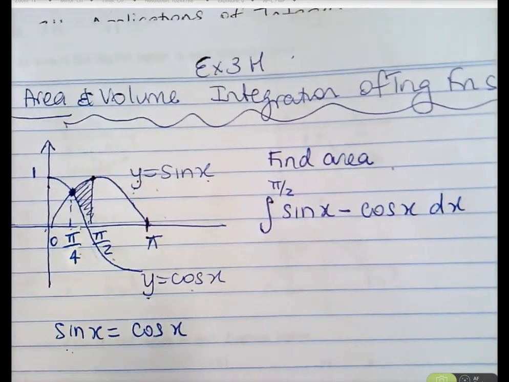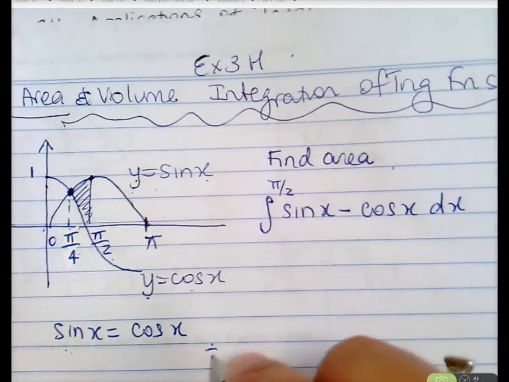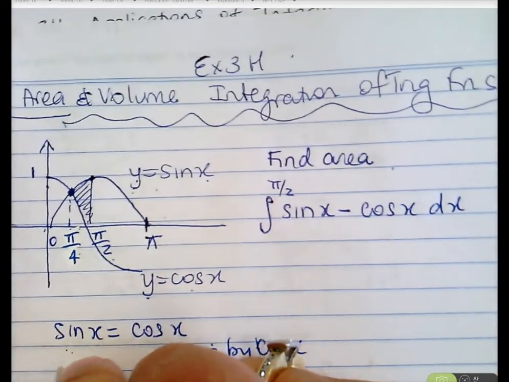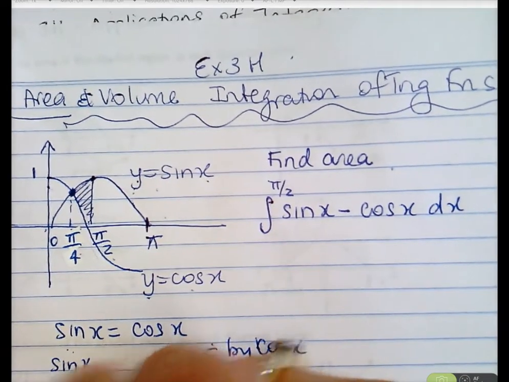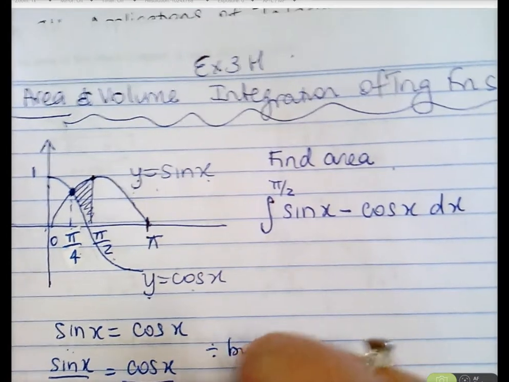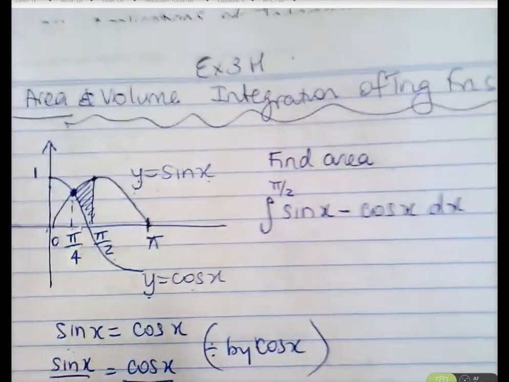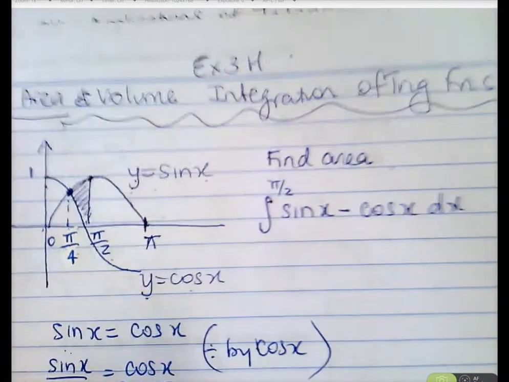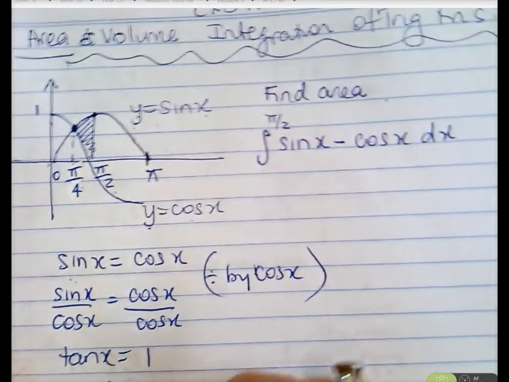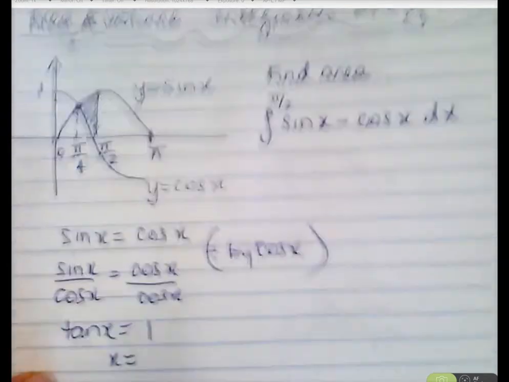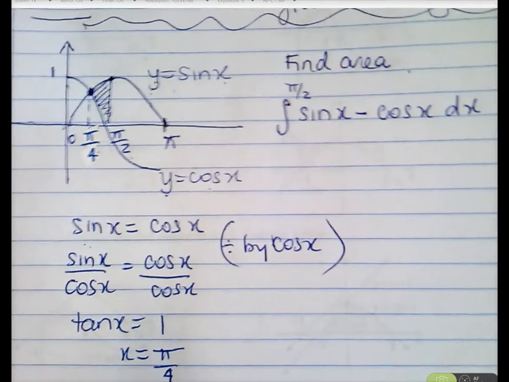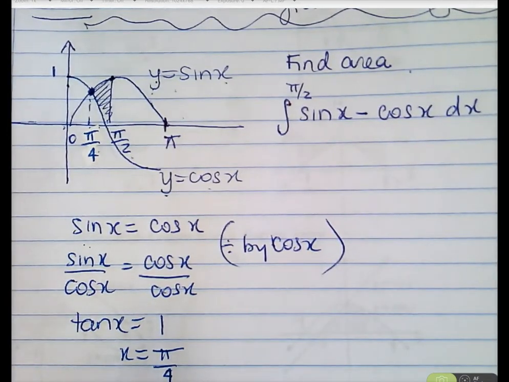What do you divide both sides by? Divide through by cos x, and you get sine x on cos x equals cos x on cos x. So I'm dividing through by cos x, and I get tan x equals, what's cos x on cos x? Yep, 1. So tan of what is 1? 45. But in our case, it's pi on 4.